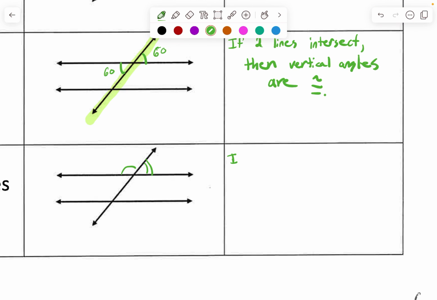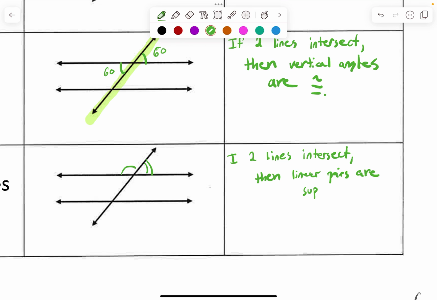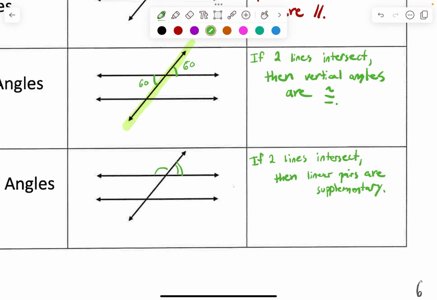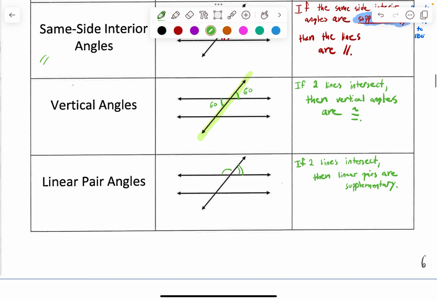So if two lines intersect, then linear pairs are supplementary. Okay, so this one does not also prove parallel lines. You just have some supplementary angles, or you have some congruent angles.